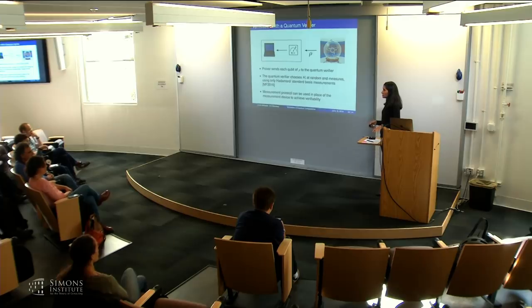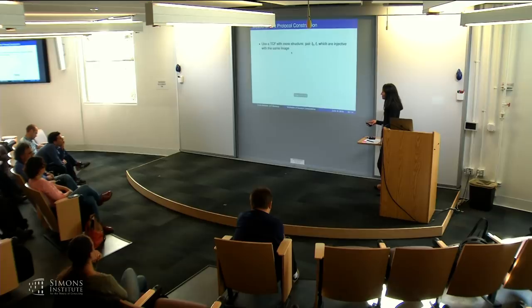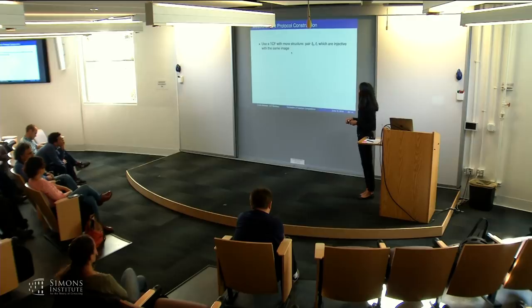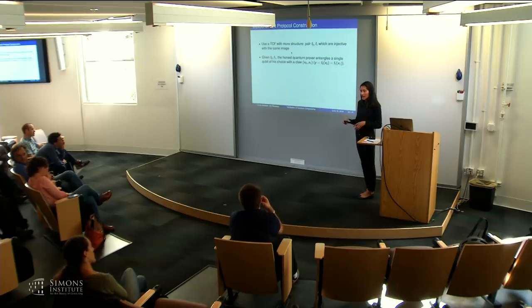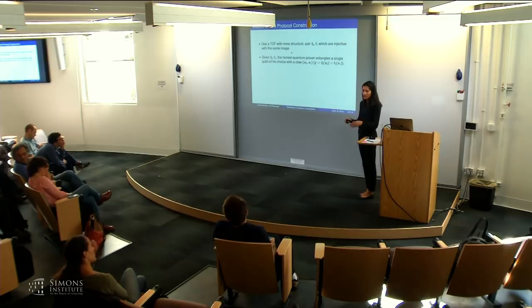Now that I've linked the measurement protocol to verifiability, I'm going to spend the rest of the talk on the measurement protocol: how it's constructed, and how I prove soundness. The first thing I have to do is go back to trapdoor claw-free functions. To use them for the measurement protocol, I need a little more structure. Instead of a single function which is 2 to 1, I'll have a pair of functions, f0 and f1, which are injective and have the same image. The reason is that I don't want an honest prover to just create a random superposition over a claw. I want him to be able to entangle his state with the claw.